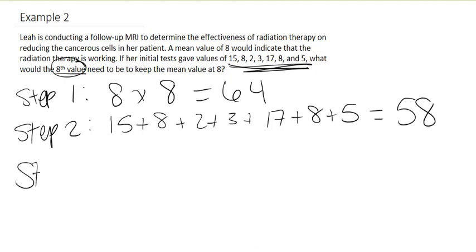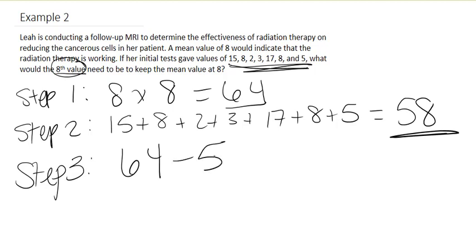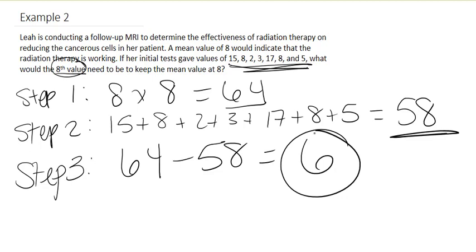So now step 3 is to take that first number and subtract that second number from it. So 64 minus 58 is 6. So the 8th value would need to be 6 in order to keep the mean value of 8.